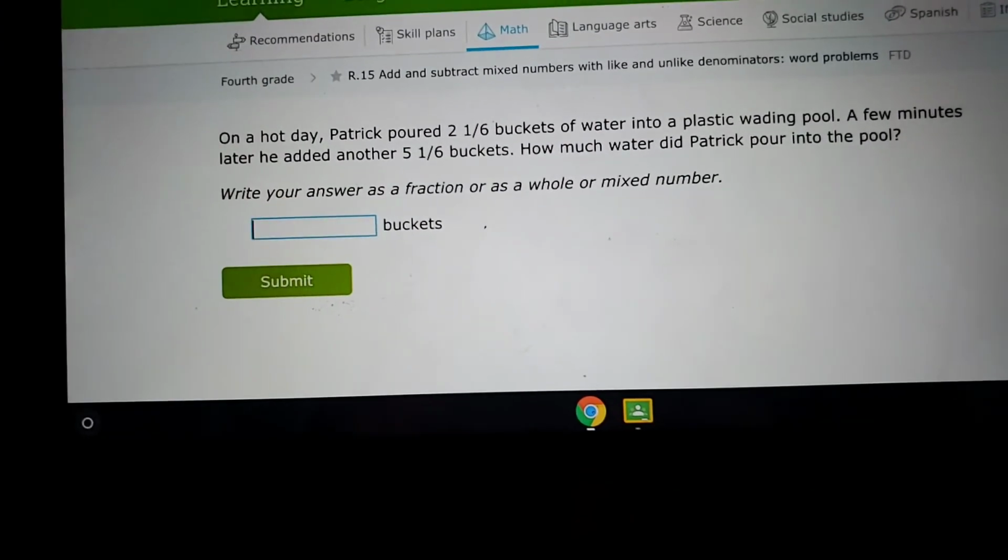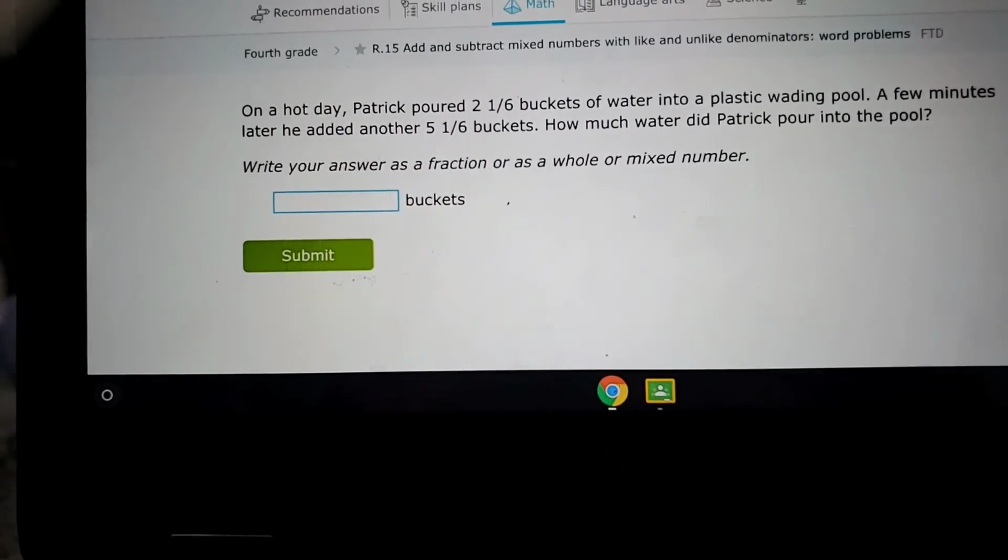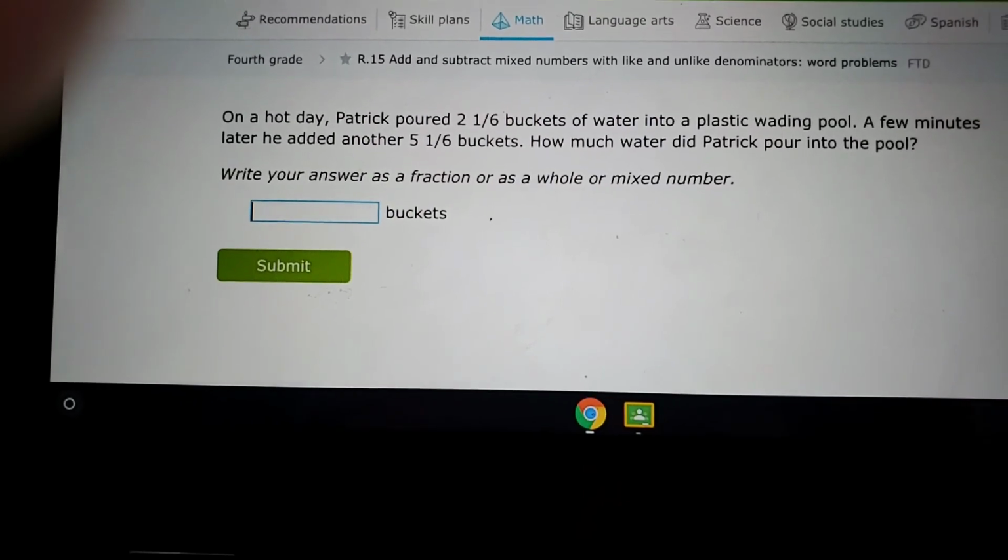So looking at the adding and subtracting word problems... Have you already ordered the frames? Connor, I'm doing my video.